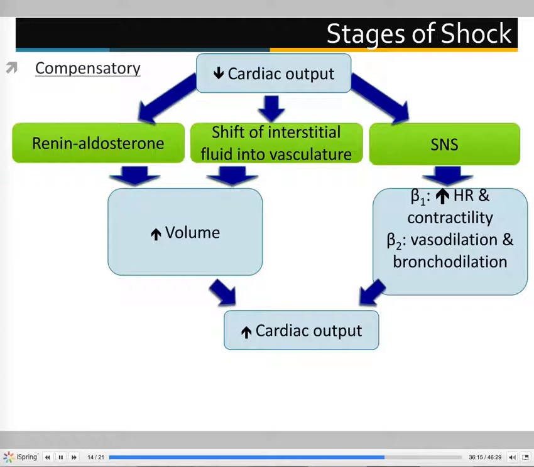With our decrease in intravascular volume, we have a decrease in capillary hydrostatic pressure, which causes interstitial fluid to move into the vascular compartment. So that increases heart rate and vasoconstriction, and that occurs in most kinds of shock. So now we have an increase in blood volume, which will increase cardiac output.